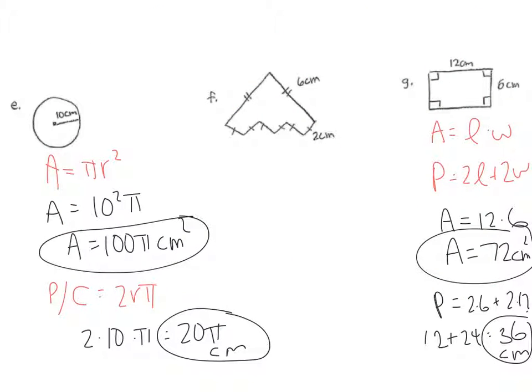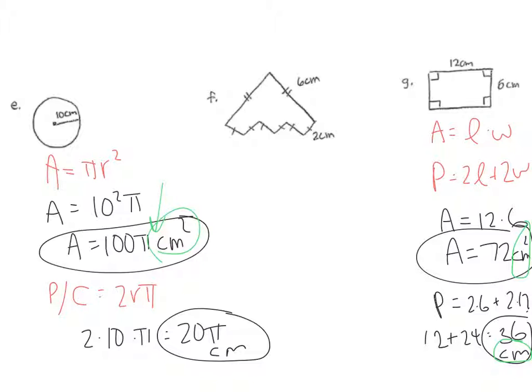The first one I already did is the area of a circle. Just make sure that you have the exact value. You have a pi in it. The units are centimeters squared. So the answer for area is 100 pi centimeters squared, and the answer for perimeter or circumference is 20 pi centimeters. I also did the rectangle over here. Make sure you have your units, centimeters squared and centimeters.